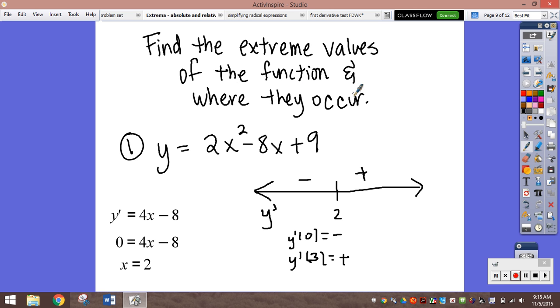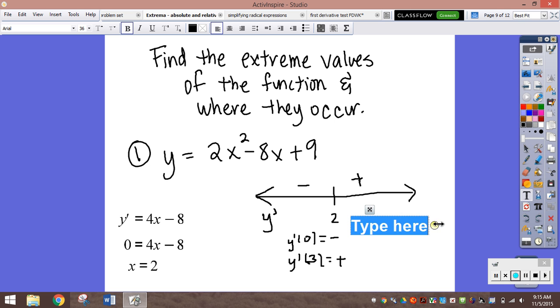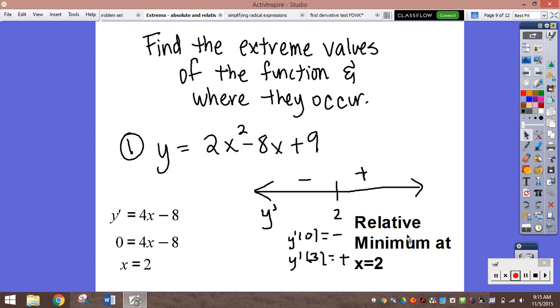And so when it says and where they occur, they're asking you for the x value as well. So I can write that I have a relative minimum at x equals 2. And if they asked me to justify, I would just simply state relative minimum at x equals 2 because the derivative changes from negative to positive at x equals 2, or I could state that the function changes from decrease to increase at x equals 2. Either phrase would be an acceptable justification. And so that's how you apply the first derivative test, and that's how you use a sign chart.